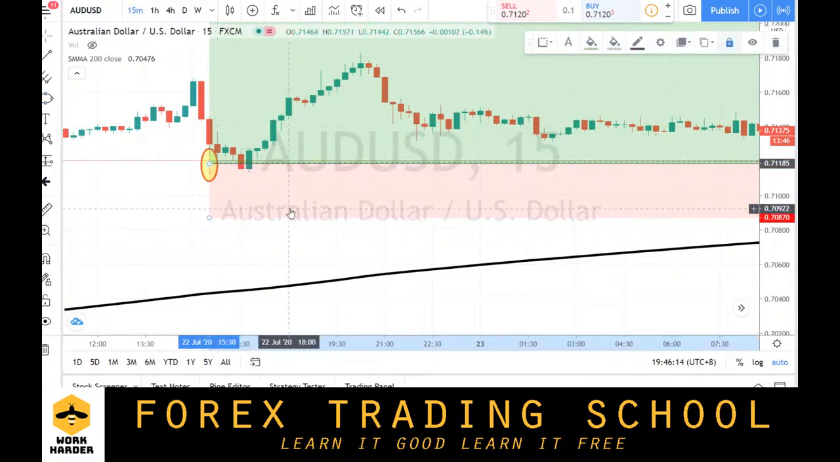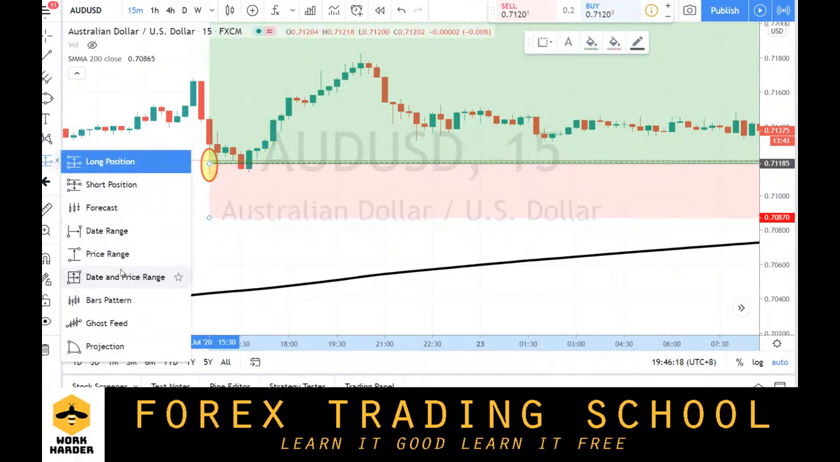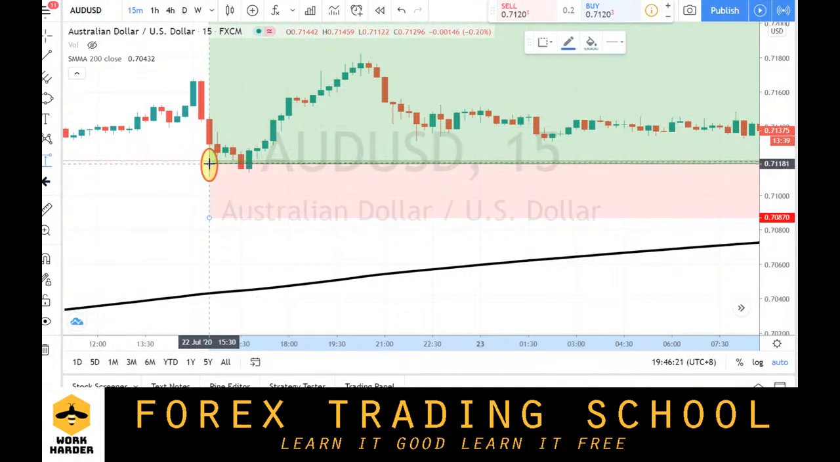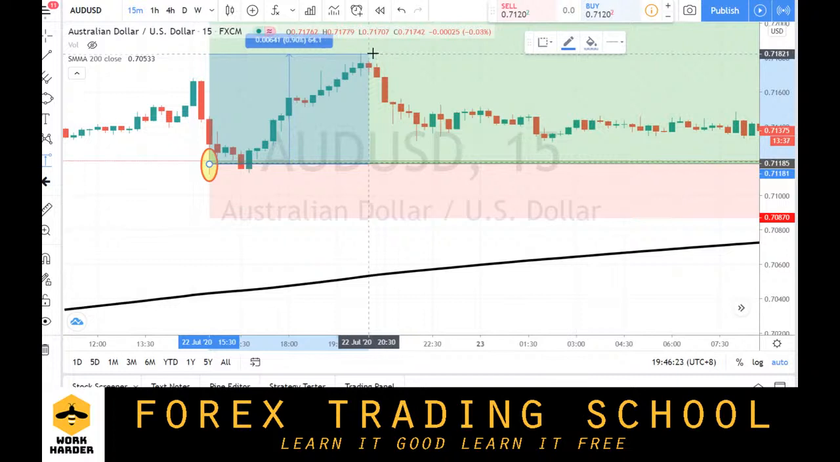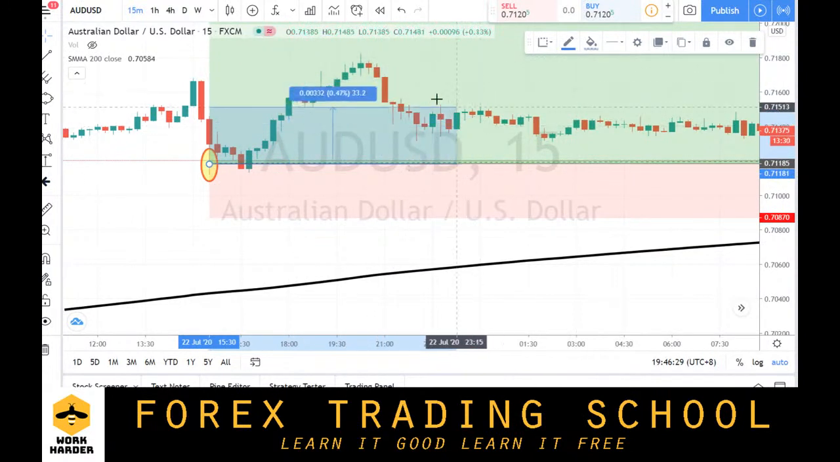Over here, it went up all the way. See how much it went up. We didn't take profit on this. It went to here, about 64 pips. We didn't take the 64 pips. It retraced back.